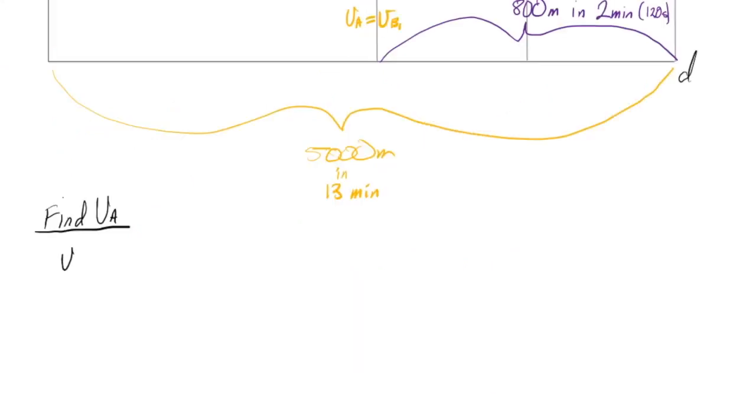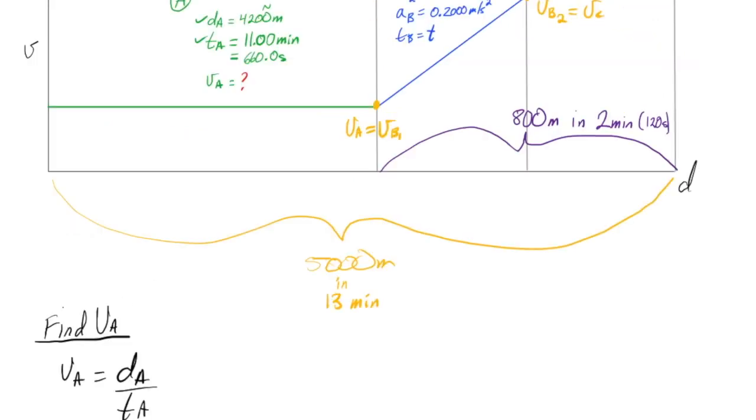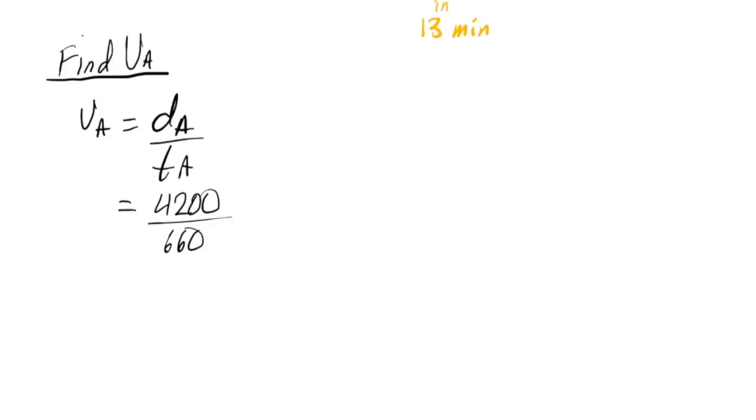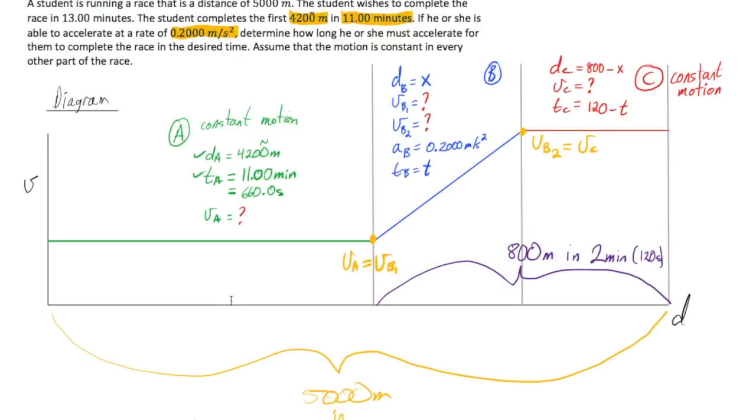So to find VA, we know that VA is equal to dA over TA. And the dA was 4,200. The TA was 660 seconds. We're going to drop all the extra sig figs for the interim calculations. And this works out to 70 over 11 meters per second. Now, you might be saying to yourself, well, why don't we just put that as a decimal? Well, no, we're not going to do that. The reason is that if we leave it in fraction form, there's some good cancellation that happens.